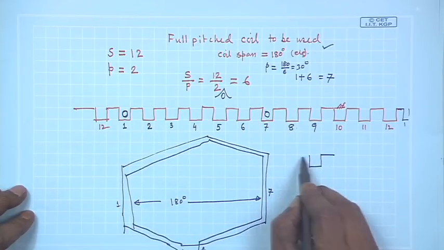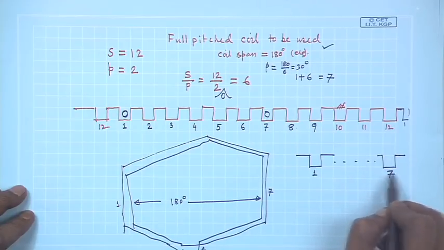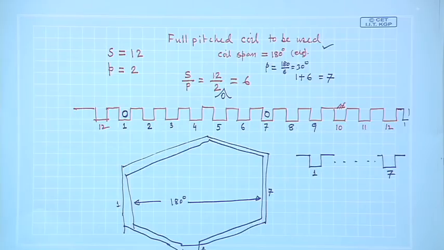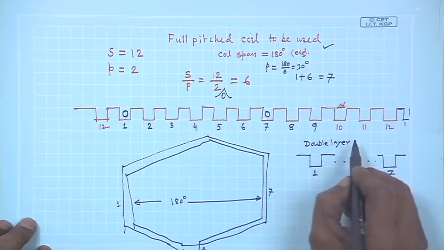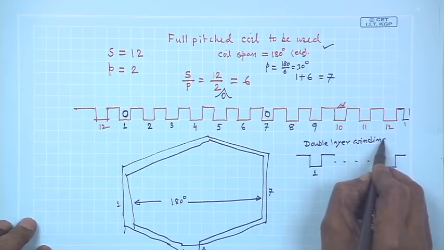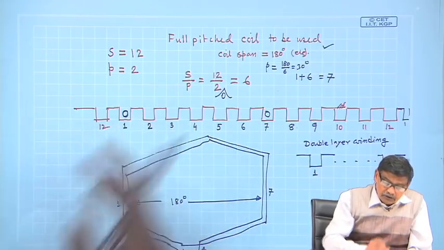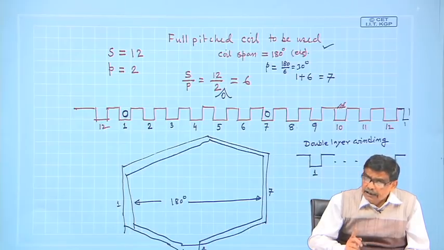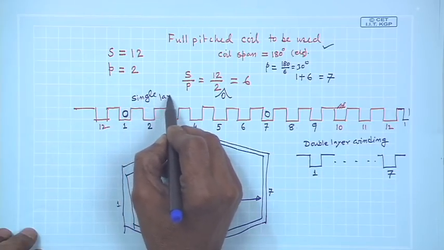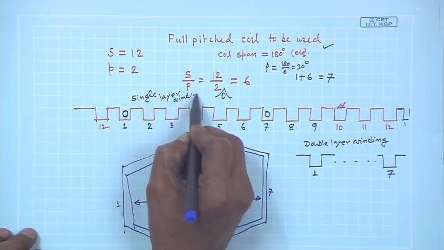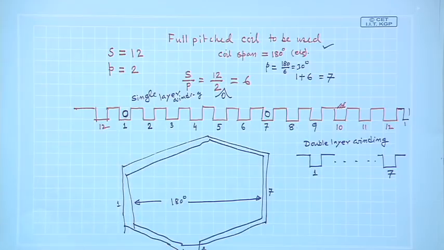Suppose this is slot number 1 and this is slot number 7, the same thing I have drawn. This term is called double layer winding, which we will be talking about. This is single layer. In each slot there will be only one coil side present. Therefore, when each slot accommodates a single coil side of a particular coil, it is called a single layer winding, as shown here: 1 7, one coil side, and this coil side of course has multiple turns, a multiple turn coil.